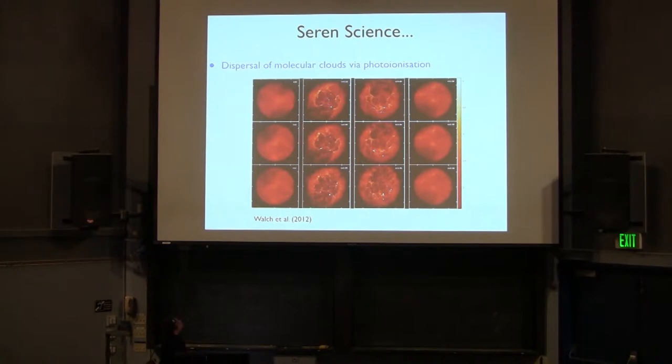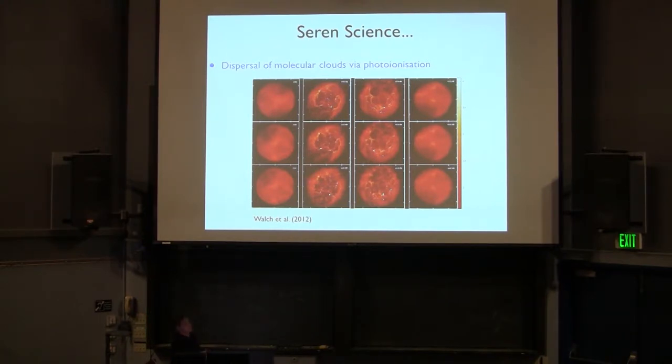What have you maybe seen SEREN doing in science terms? So here are some simulations run by Stefanie Walch recently, which were looking at the photo-evaporation of molecular clouds. She was taking some fractal clouds, putting a bunch of stars inside them, little clusters, and watching how quickly the cloud was evaporated away. Okay, trying to get this idea of what is the star formation efficiency in a GMC. And she has a whole suite of them there with different fractal indices to begin with and different masses.